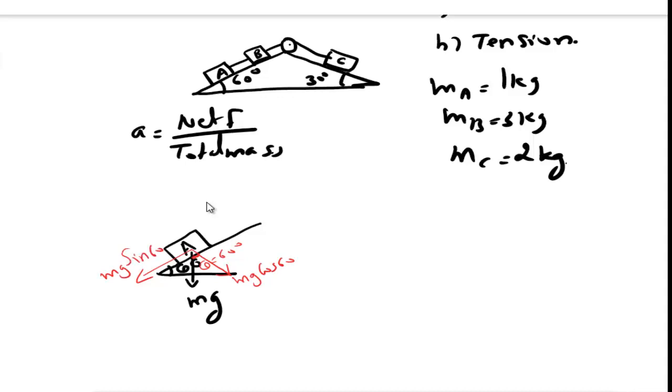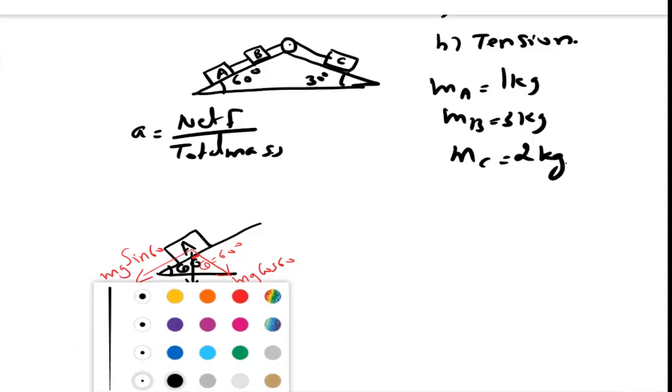In the same way, if I am considering the inclined plane, which component will be acting for B? In the same way, the sin 60 component will be acting for B also. Now I am going to consider the third one, C.